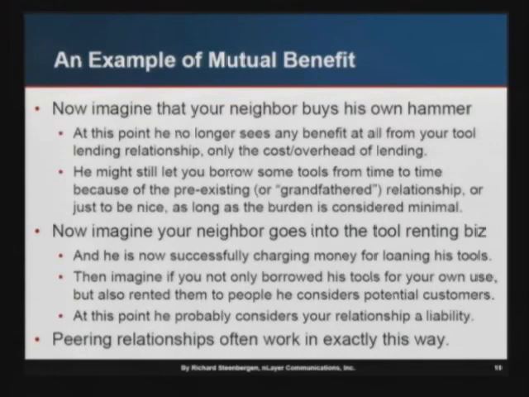Now, imagine what happens if your neighbor goes into the tool renting business and he's actually charging other people money for loaning out his tools, and you still continue to borrow all of his tools without offering anything of your own. And not only that, but you borrow his tools and then you rent them out to people that he would otherwise be renting them out to. You're no longer just a nuisance. You're now an active competitor. You're a liability. And he's probably not going to continue that relationship. So in a lot of ways this summarizes how peering relationships are seen. And people need to understand when they say, so-and-so should be peering with me, maybe they shouldn't. Maybe they have a legitimate reason why not to.